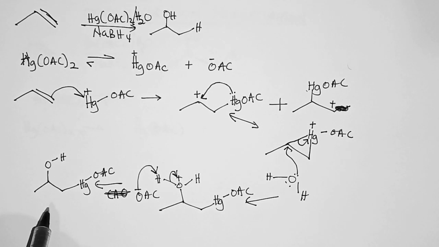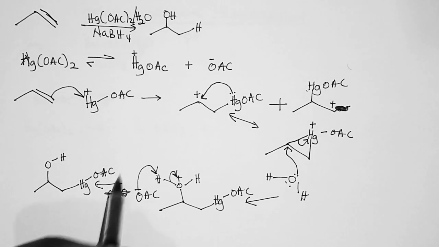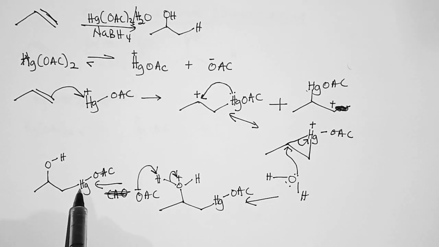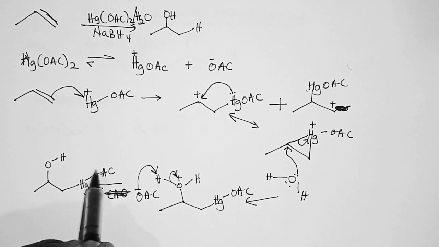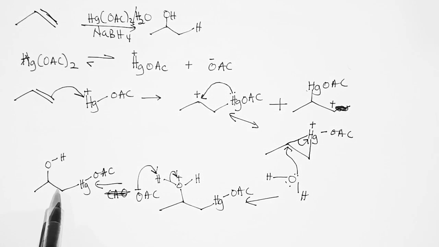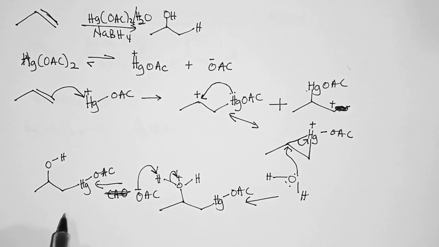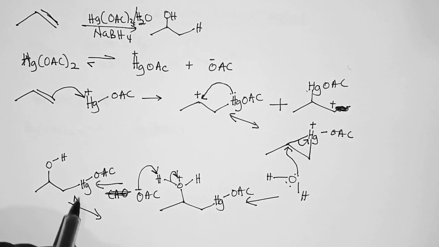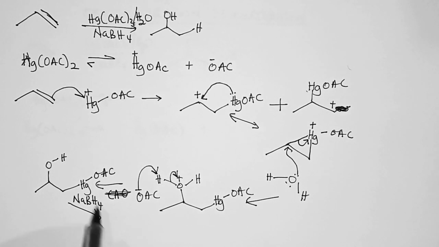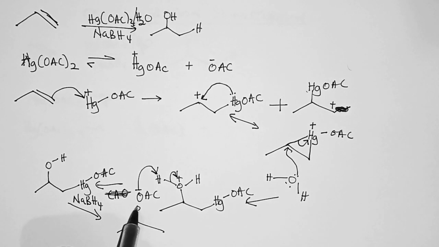So in the final step, we will use the sodium borohydride. The hydride from the sodium borohydride is going to reduce this part, which is the mercury acetate, and then give us our final product. So we are going to use sodium borohydride in this step, and that would remove the mercury acetate part to give us our final product, which is this product. So this is how oxymercuration demercuration occurs.